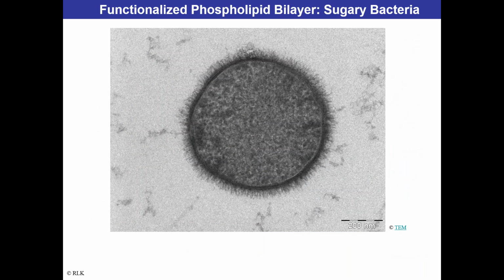But here would be an example of where you have some functionalized phospholipid bilayers. Remember when we said that you could have sugars attached to that cell membrane, right? You can also have proteins as well.